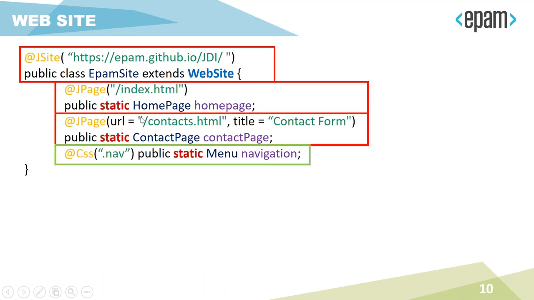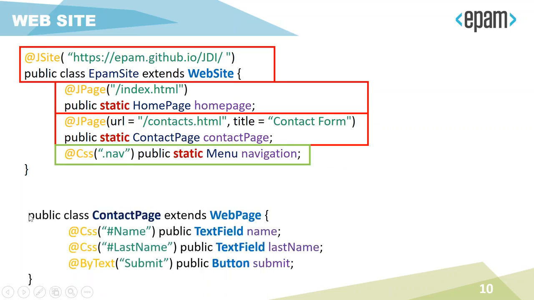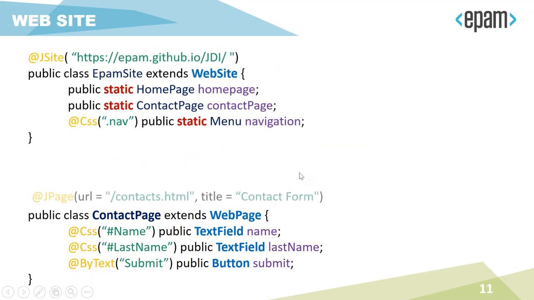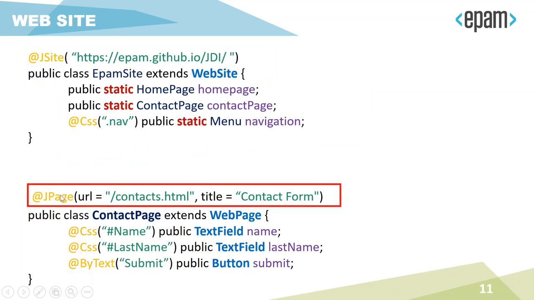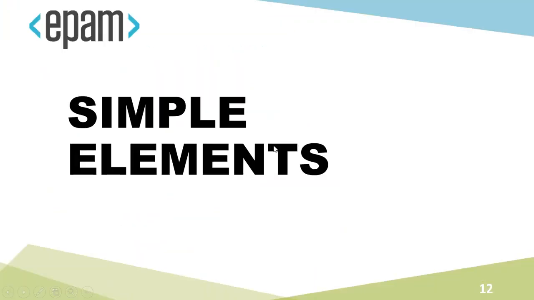Site can have not only pages, but even elements, for example, some common elements like a menu. And the page is another page object that can have some elements. Also, you can hide the info related to a page from the site in the page class.